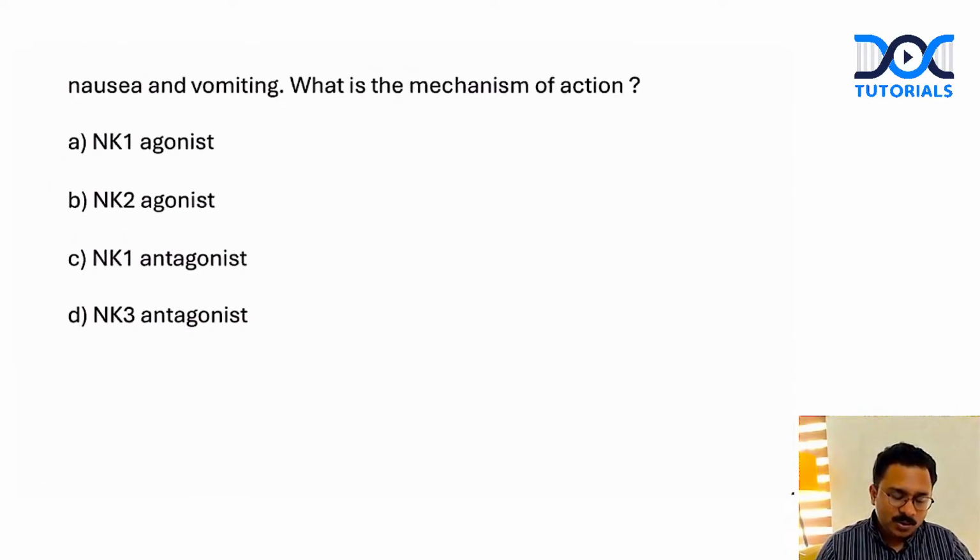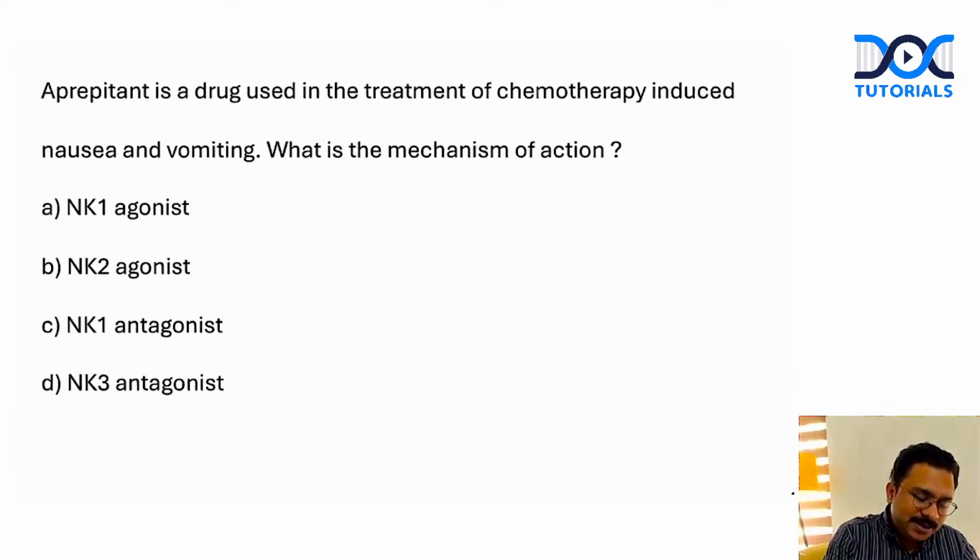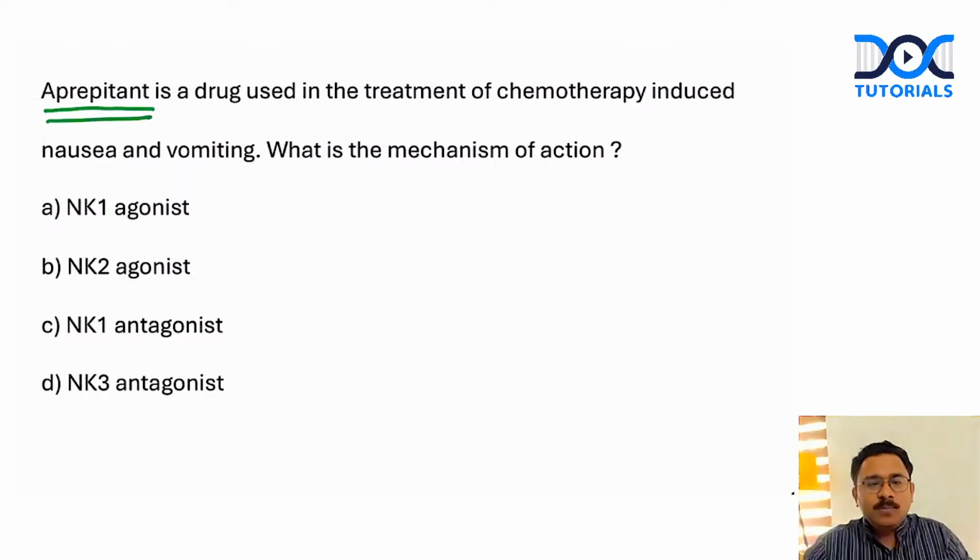And now coming to the next question. Aprepitant is a drug used in the management of chemotherapy-induced vomiting. They have asked what is the mechanism of action of this drug. It is an NK1 antagonist. It is an NK1 antagonist.